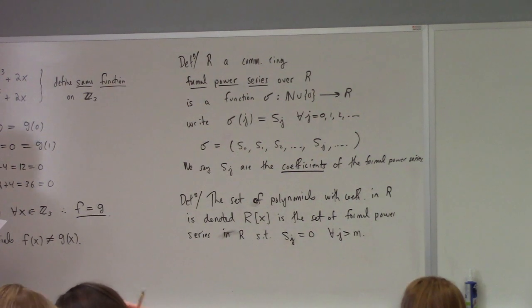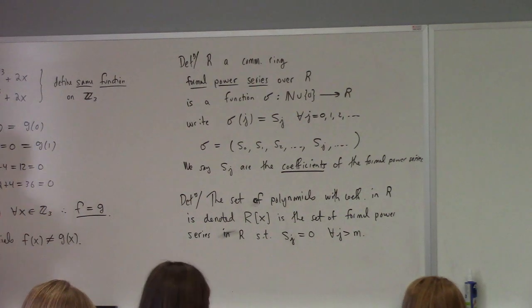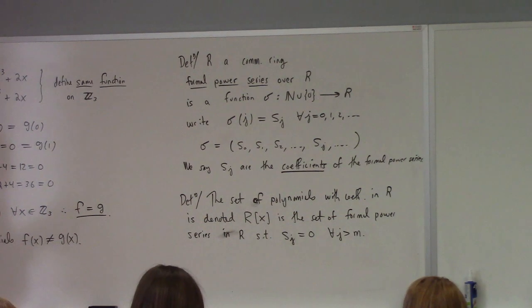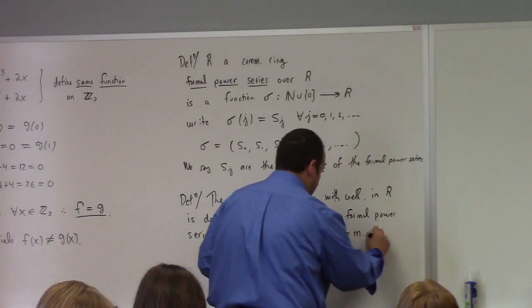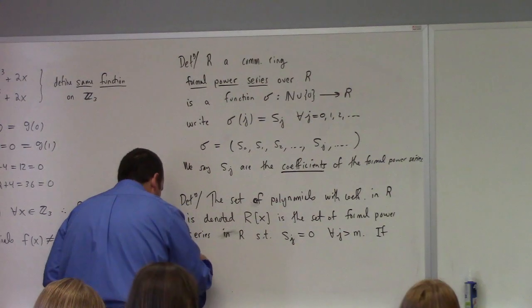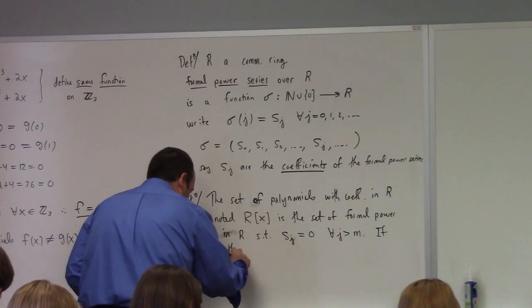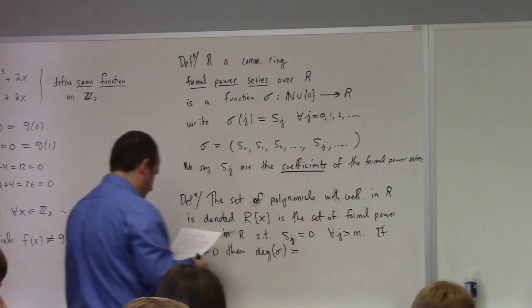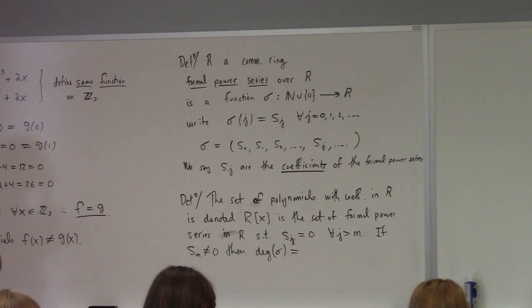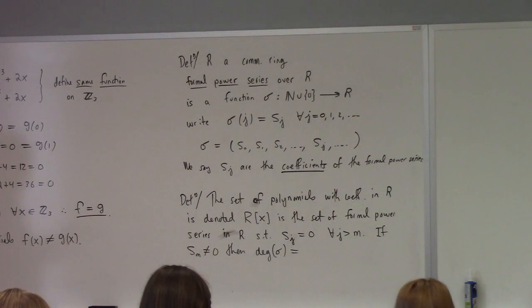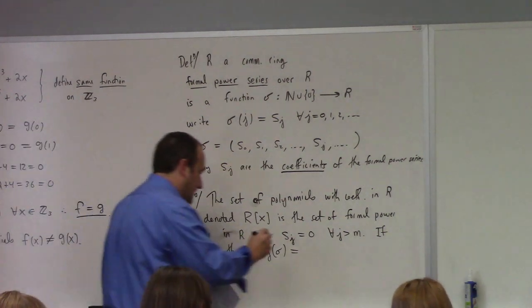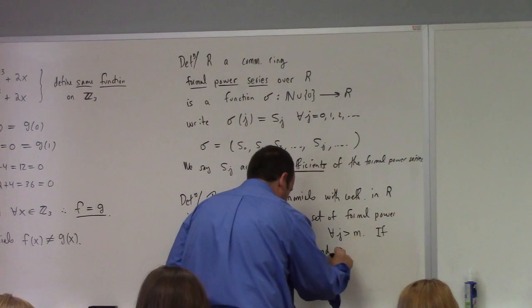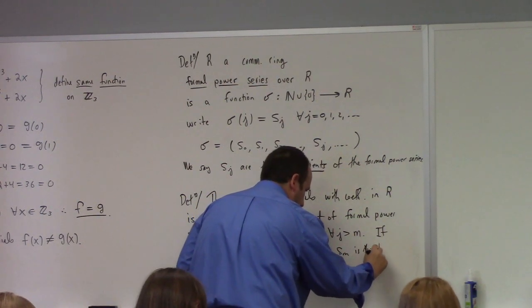What do we say if that condition holds true? If all the Sj are equal to 0 for j greater than m, but Sm itself is non-zero, then what do we say? The degree of sigma is equal to what? Right, it's equal to m. And Sm is the leading coefficient.